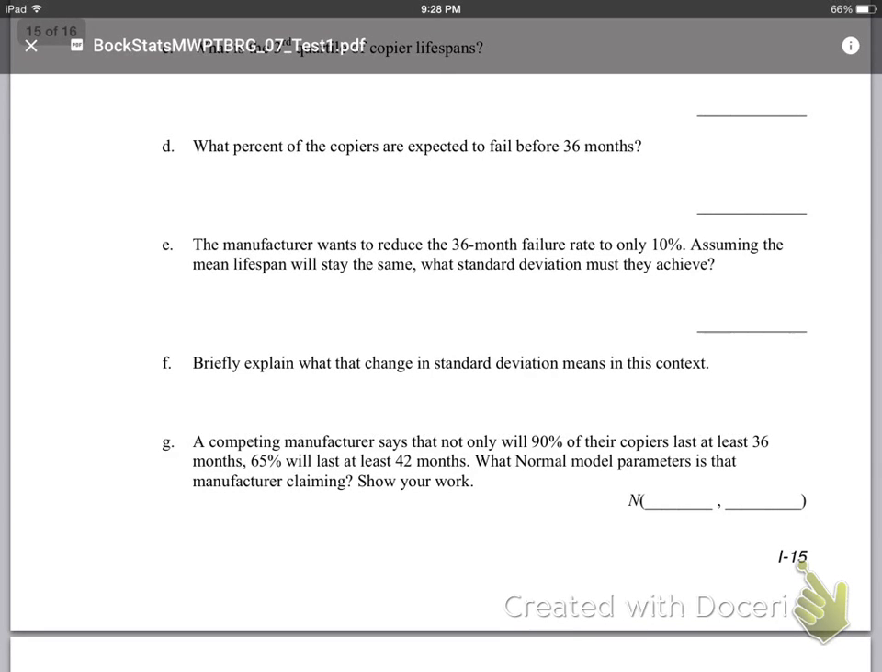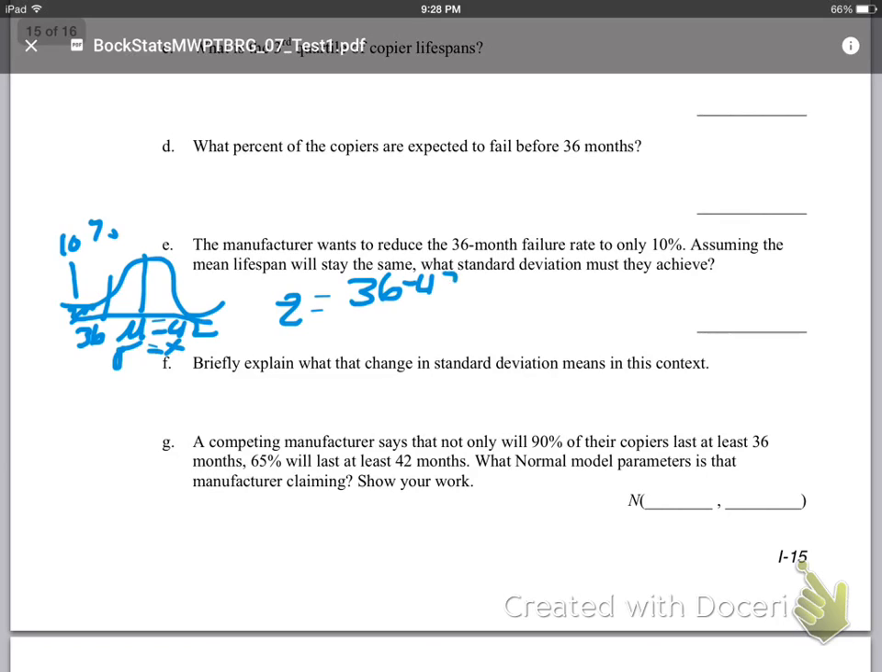Okay, so we still want 36 months. Come on, Schwartz, let's draw this. I want mu is still equal to 42. This time, my standard deviation is my x. Still have 36. Still have the shading, and it's 10%. So I'm going to look up my z-score for 10%. And I get negative 1.27. 36 minus 42 divided by my standard deviation is equal to negative 1.27.